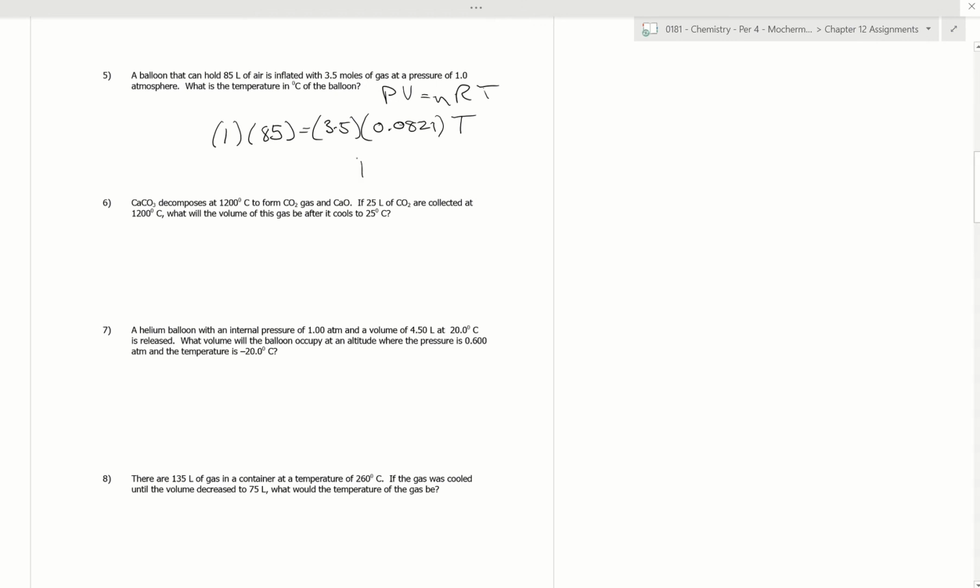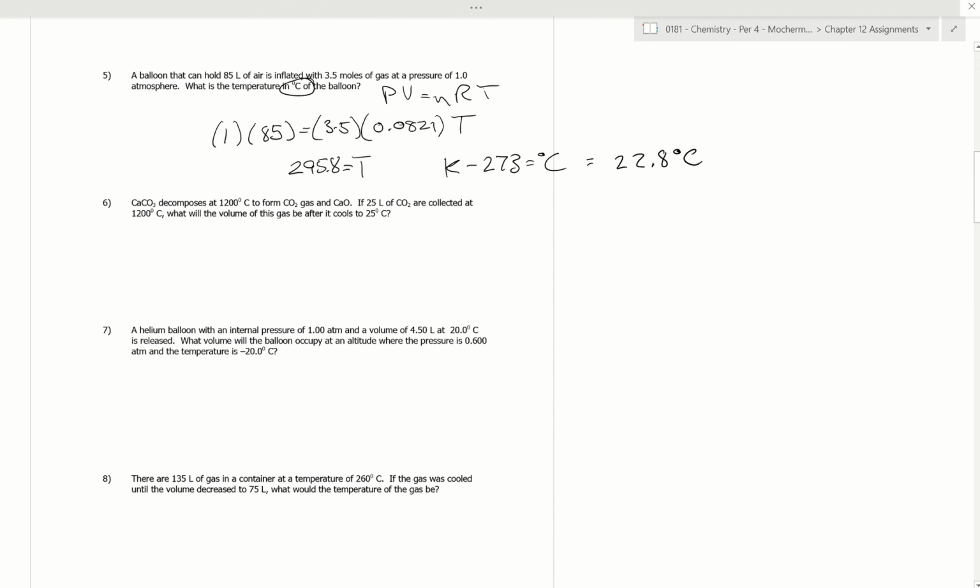So I have T is equal to 295.8. Then I have to subtract 273, because remember, Kelvin minus 273 equals degrees Celsius, which is what it wants. It wants it in degrees Celsius. So I'm just going to subtract 273. And I get that the answer here is equal to 22.8 degrees Celsius.